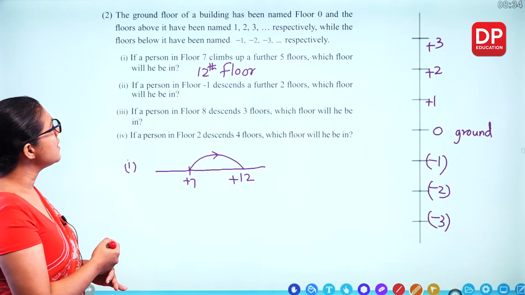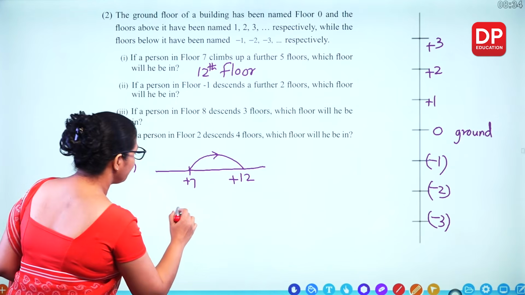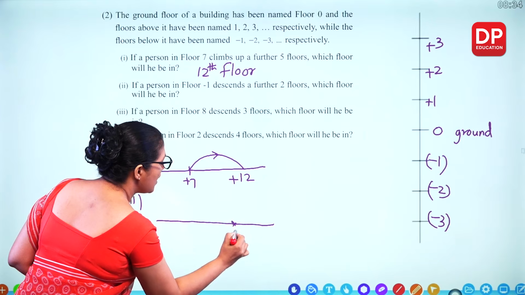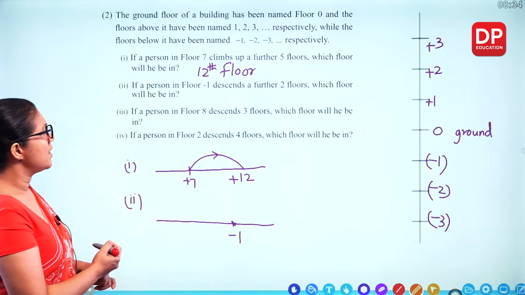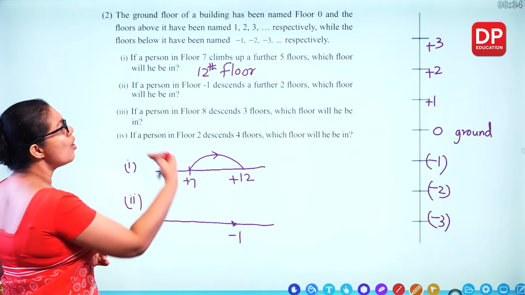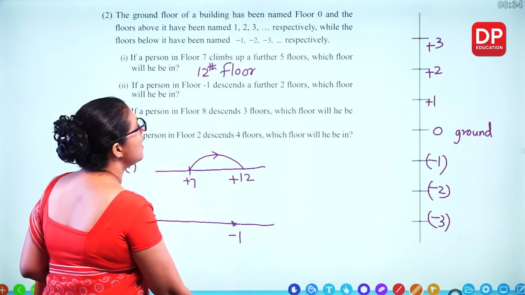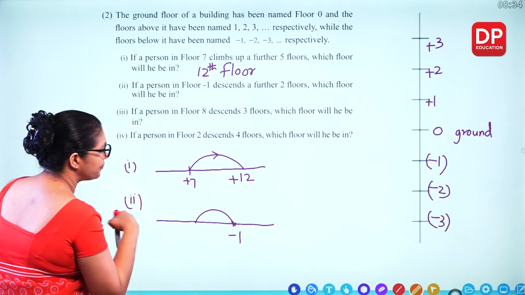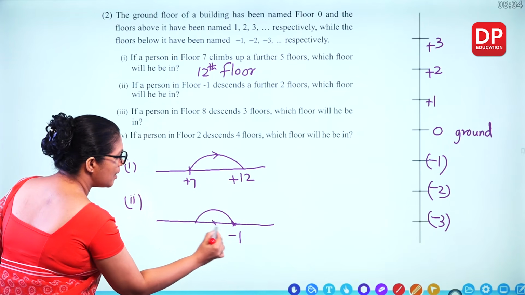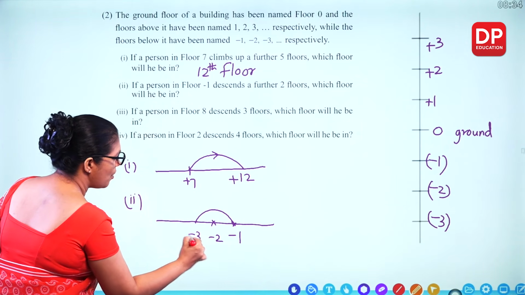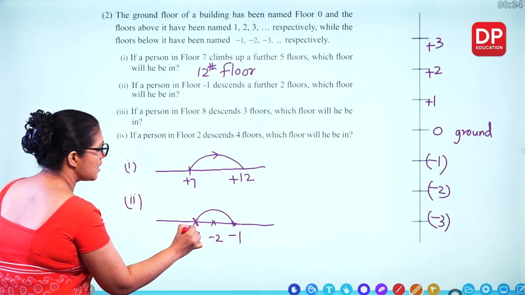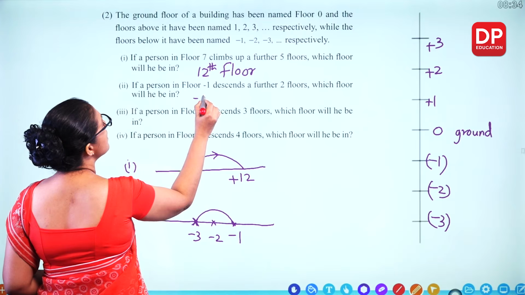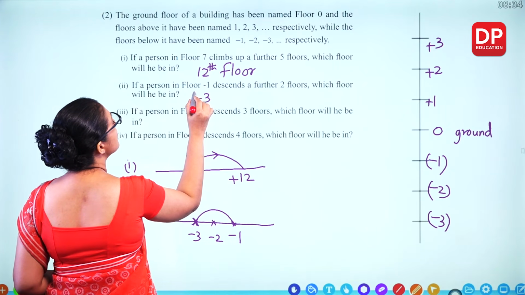Second one, if a person in floor minus 1. So the second one is similar, minus 1 is the position. Descends means go to the left, going down. Further 2 floors. 2 floors from here. What's the value? Minus 1, minus 2, minus 3. So that's minus 3. Which floor will he be in? Minus 3.